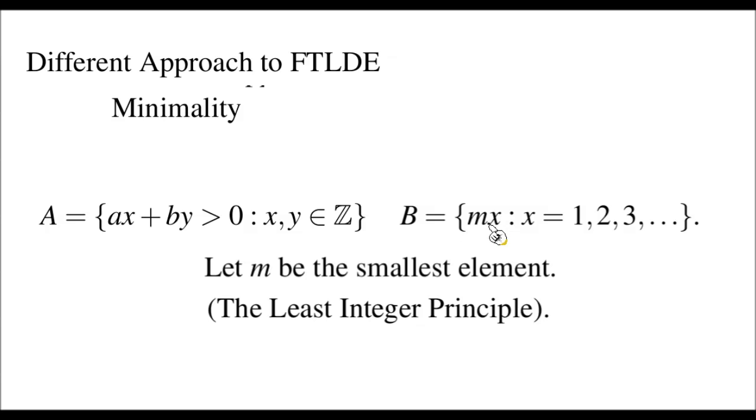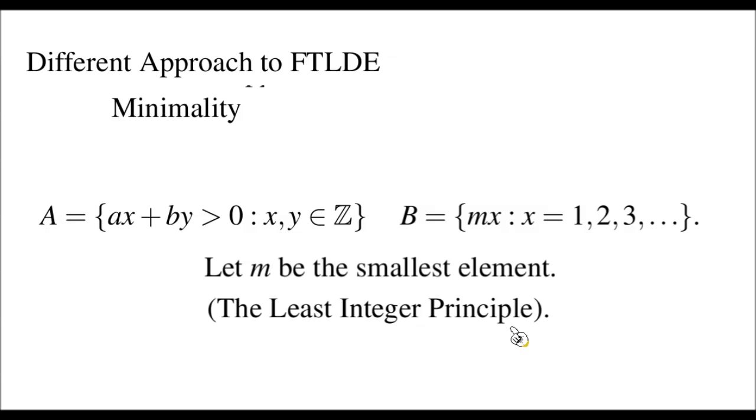m here is just the multiple of this fixed integer m, and we have to describe what this m is. So m is the smallest element. It is kind of missing, I'm sorry about that. Smallest element of A. That's what this part's missing. So m is the smallest element of A.